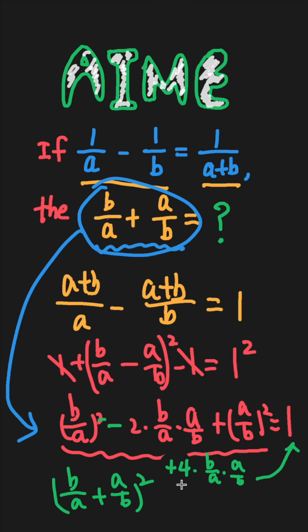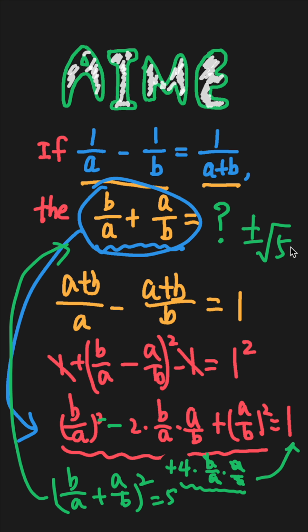All right, so what is the value of this whole thing? You add this thing also on the right side, it's going to be 5, and then you find out the answer is going to be negative or positive square root of 5.